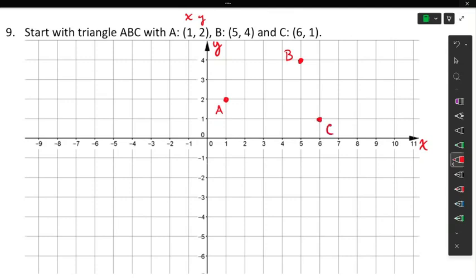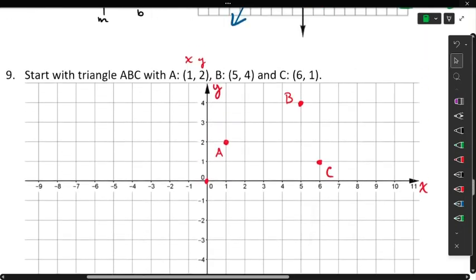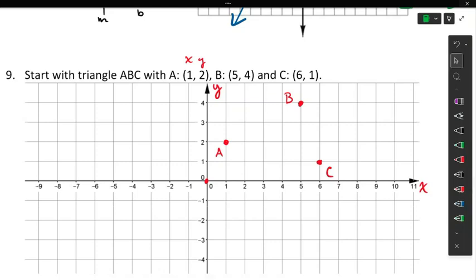Now, probably I'm starting with the most difficult transformation. I'm asked to rotate this thing 90 degrees. Does it say clockwise or counterclockwise? Counterclockwise, 90 degrees against the clock from here. So it's going to be a bit tough.